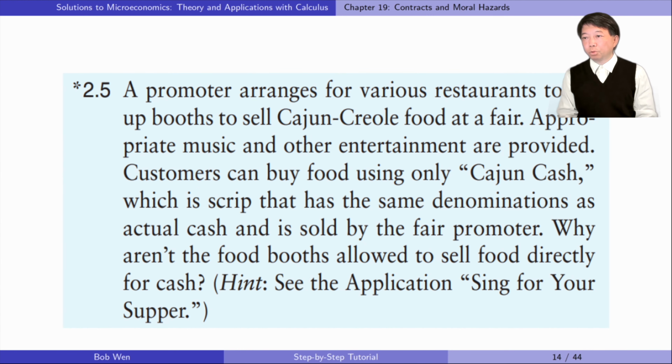Let's answer exercise 2.5. A promoter arranges for various restaurants to set up booths to sell Cajun Creole food at a fair. Appropriate music and other entertainment are provided. Customers can buy food using only Cajun cash, which is scrip that has the same denominations as actual cash and is sold by the fair promoter. Why aren't the food booths allowed to sell food directly for cash?